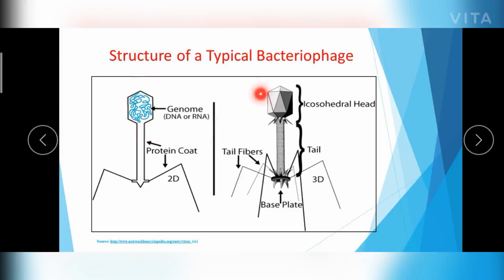Here you are seeing the picture of a typical bacteriophage, the T4 phage, which infects the E. coli cell. This bacteriophage has a head, a tail and tail fibers. The head is called the capsid or protein coat. In this protein coat, the linear double-stranded genome is present, and by means of the tail fibers it attacks the bacterial cell and injects its genome.